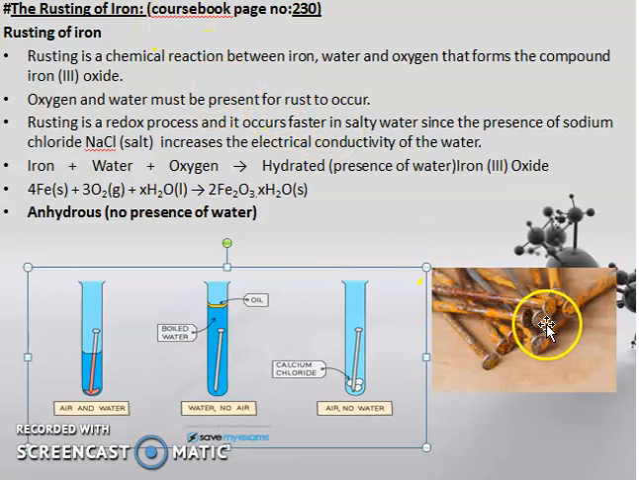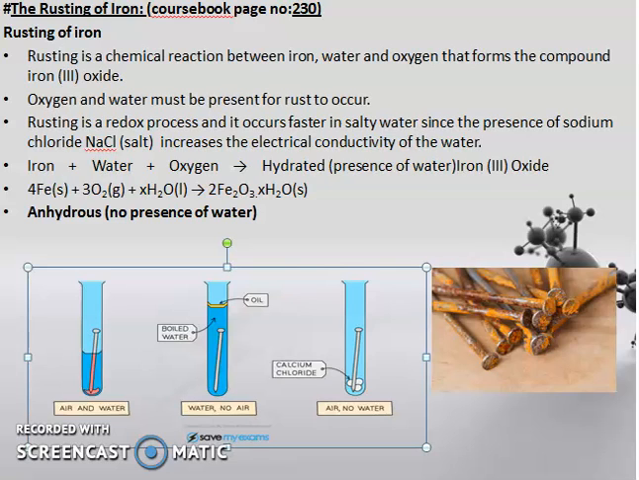You can see this in bicycles and any steel material which is old and which we don't use regularly. When they come in contact with water and oxygen, they rust. So like this you can see. Got it why this occurs? Because they come in contact with water and oxygen.